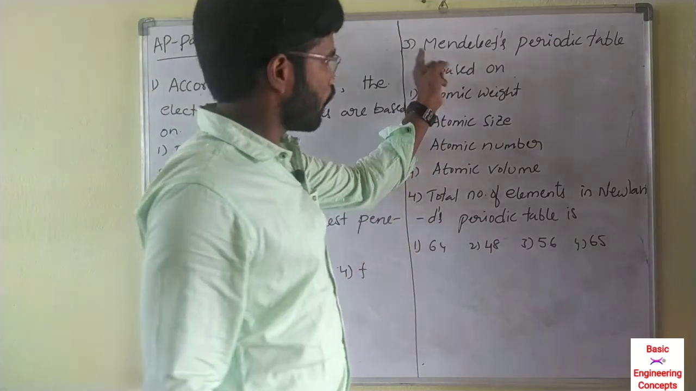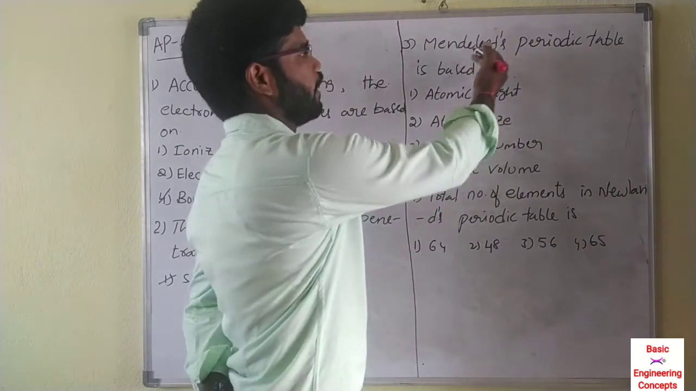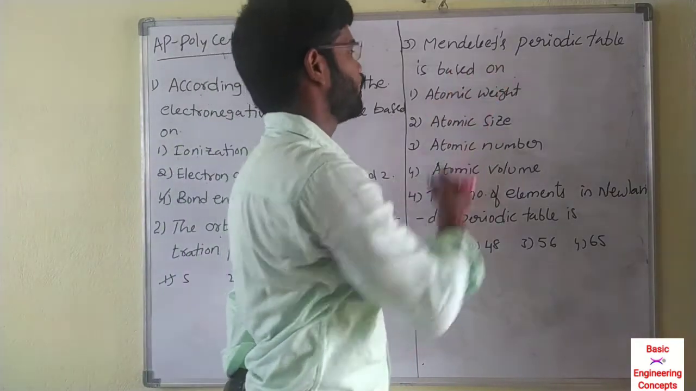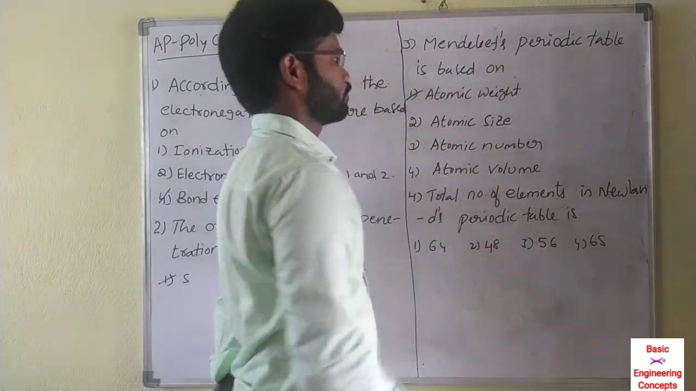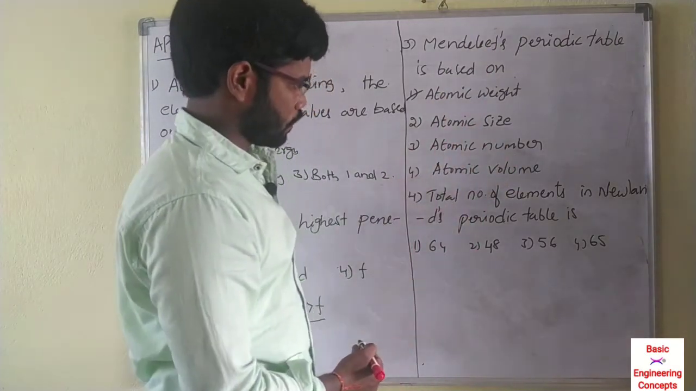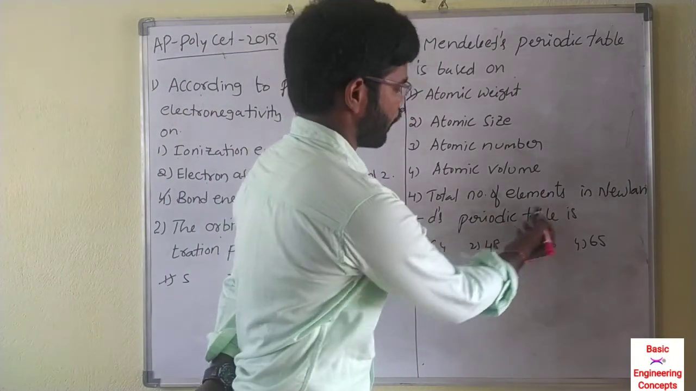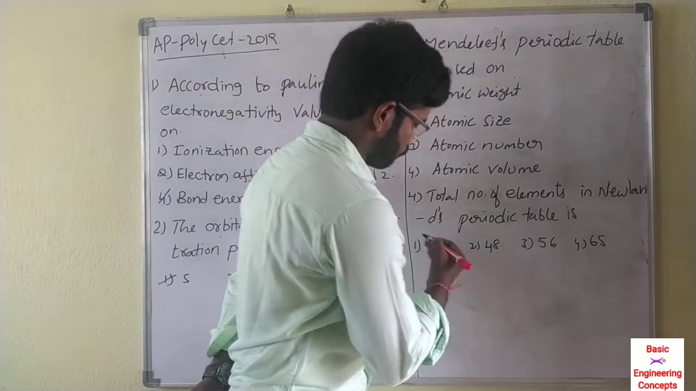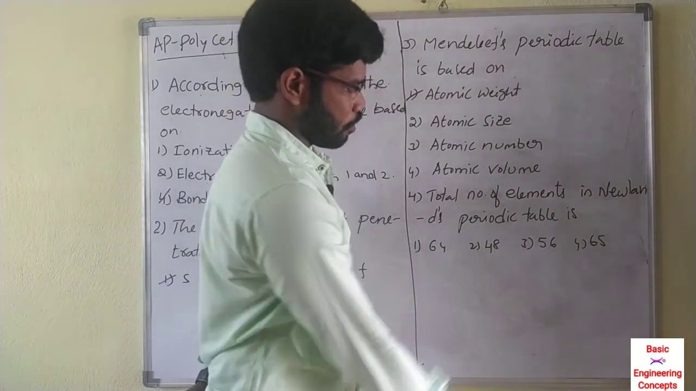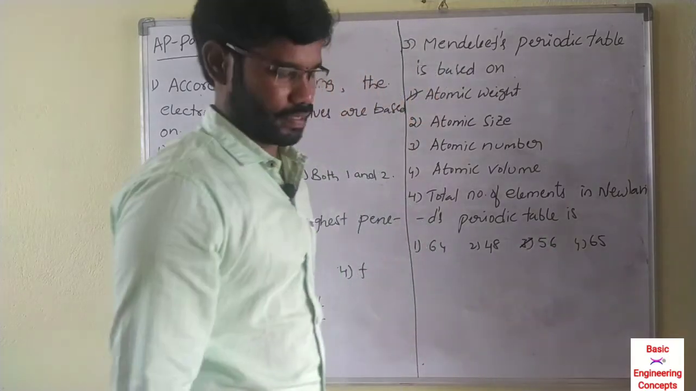Next, third question: Mendeleev's periodic table is based on? In Mendeleev's periodic table, the elements are arranged based on atomic weight. In the modern periodic table, they are arranged by atomic number. Next question: the total number of elements in Newlands' periodic table is option 1, 64; option 2, 48; option 3, 56; option 4, 65. The correct answer is 56.